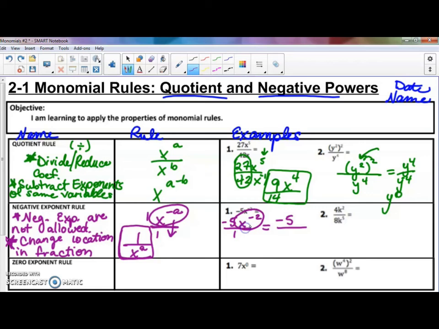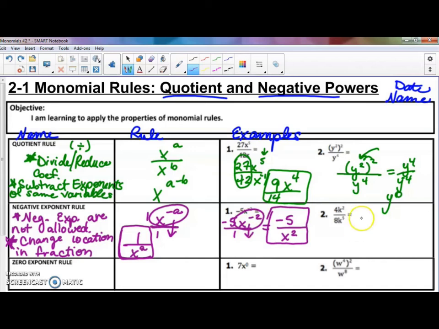So I can leave my negative 5 on top. But my x to the negative 2 has a negative exponent, so this guy's going to have to go to the bottom of our fraction. I'm going to get x to the positive 2 now. When my x squared goes to the bottom, he becomes positive 2. And that's our final answer, negative 5 over x squared. So he went from being in the numerator to being in the denominator.